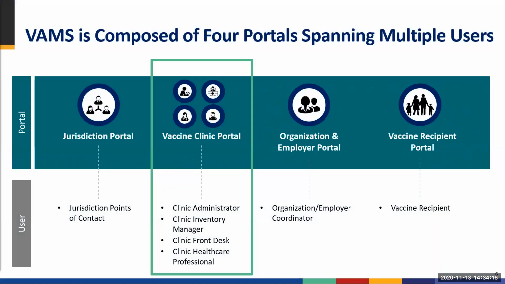Thanks, Lindsay. So VAMS is composed of 4 portals: the jurisdiction, clinic, organization and employer, and recipient portal. Within each portal are its users. And as you can see, we've spotlighted the clinic portal on this slide. The clinic portal has 4 users: the clinic administrator, inventory manager, front desk person, and healthcare professional.